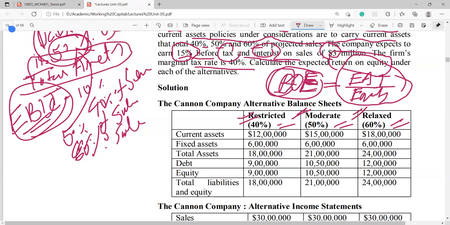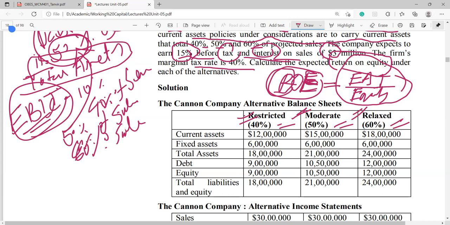And you see that this problem is also related to today's discussion. A few minutes ago, we discussed some working capital determining methods, and one method was percent of sales, percent of assets. Can you remember? So here too, 40% of sales will be your current asset. So what was the sales amount? 3 million.